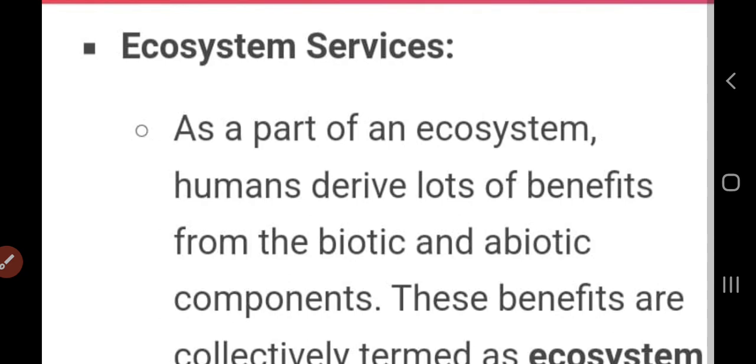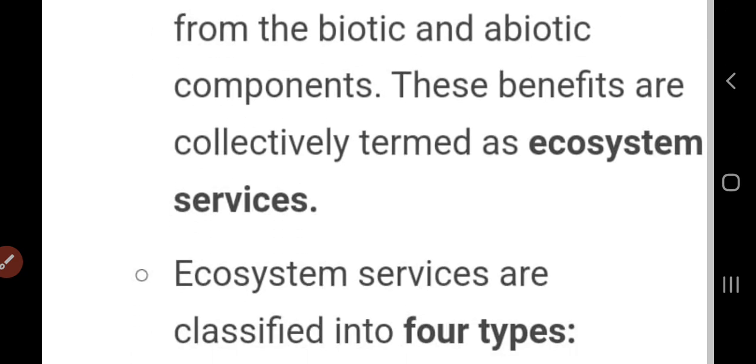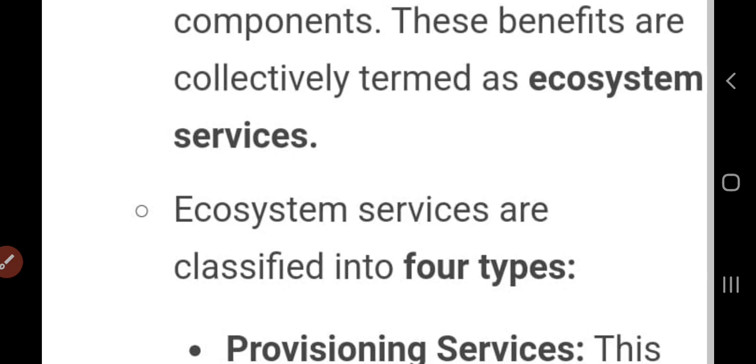Let's try to understand ecosystem services. As a part of an ecosystem, humans derive lots of benefits from the biotic and abiotic components. These positive benefits are collectively termed as ecosystem services. Ecosystem services are classified into four types.